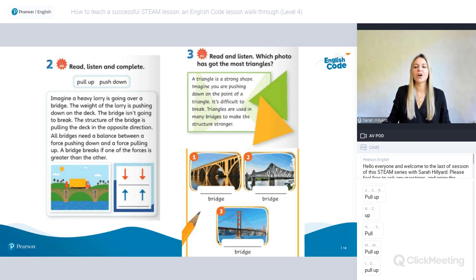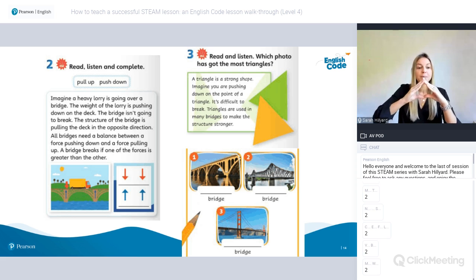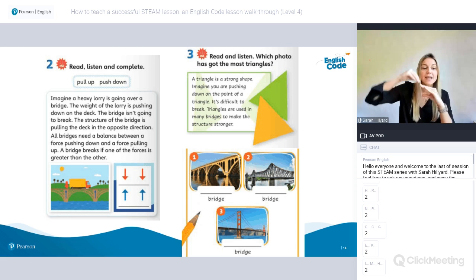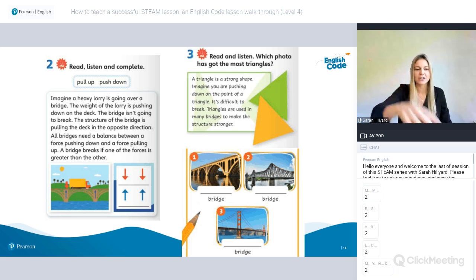Now listen again and follow in your books. I'm going to read it out for you. And I need you to tell me which is the photo with the most triangles. So listen first. A triangle is a strong shape. Imagine you are pushing down on the point of a triangle. It's difficult to break. Triangles are used in many bridges to make the structure stronger. So which photo has got the most triangles? Bridge number two. Very good.